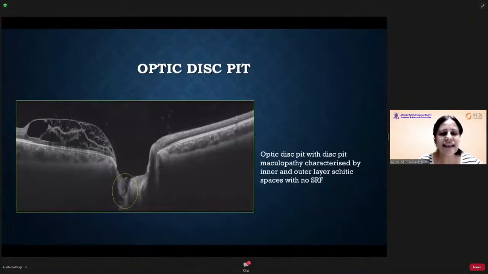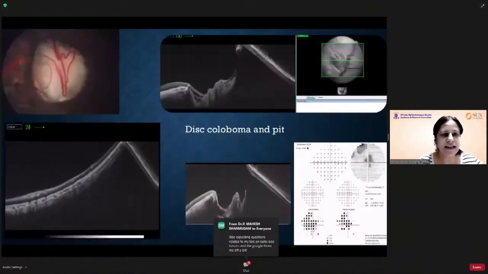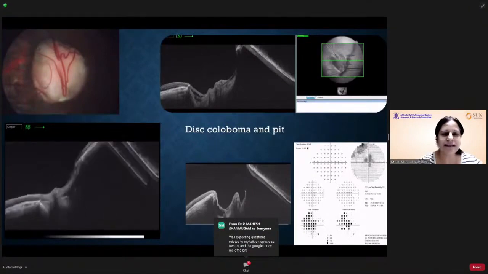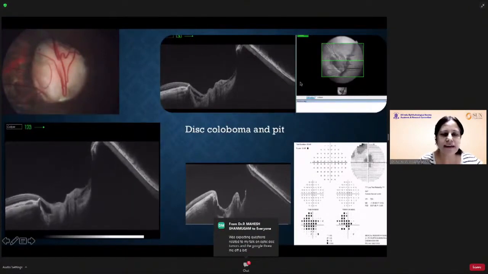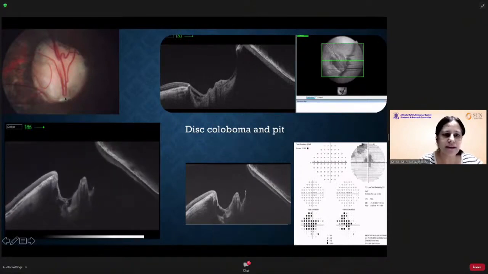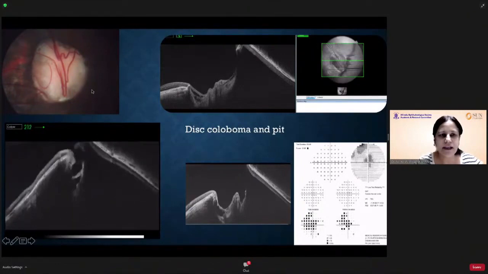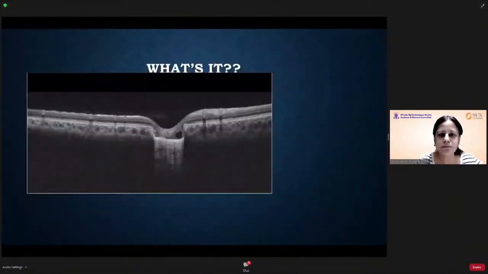This is the OCT image of the optic disc pit, a high definition wide field image. It shows the pit and the static changes at the macula, but there's no SRF. This is a case of optic disc coloboma where the pit was also simultaneously present, and we could capture it with the OCT technology. Here we can see it on the fundus image also.